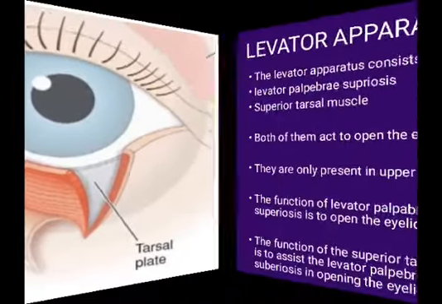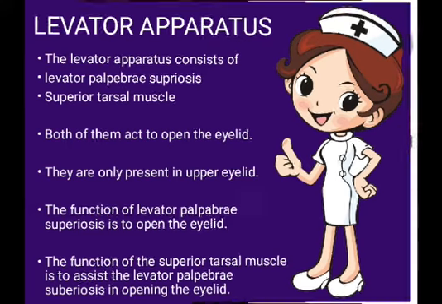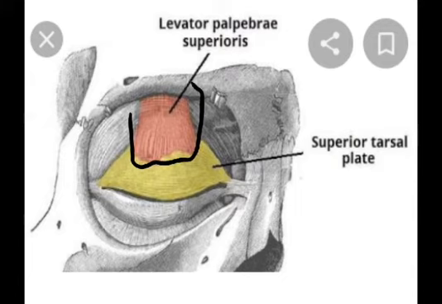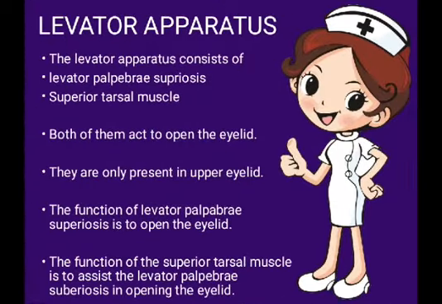Now the next type is levator apparatus. The levator apparatus consists of two parts. First is levator palpebrae superioris and the second one is superior tarsal muscle. Now this is the levator palpebrae superioris, and this one is the superior tarsal muscle. This is the levator apparatus.